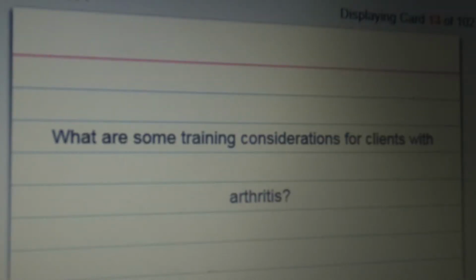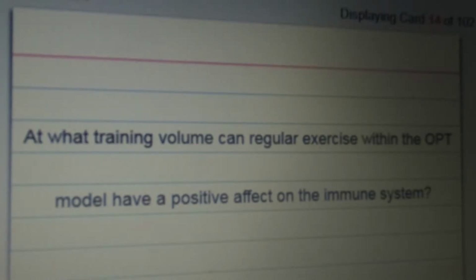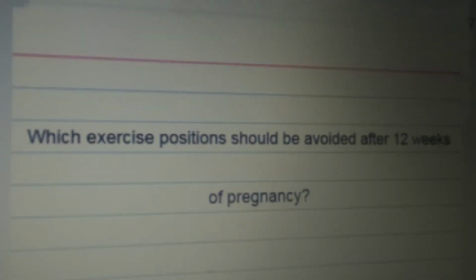Arthritis. What are some training considerations for clients with arthritis? Avoid heavy lifting and high repetitions and stay within pain-free ranges of motion. At what training volume can regular exercise within the OPT model have a positive effect on the immune system? Low to moderate intensity with moderate durations, 3 to 5 days per week.